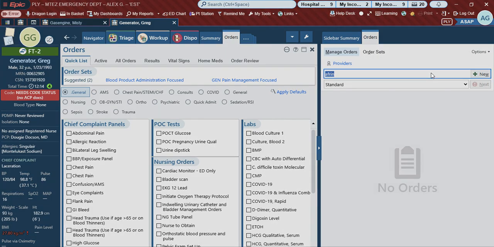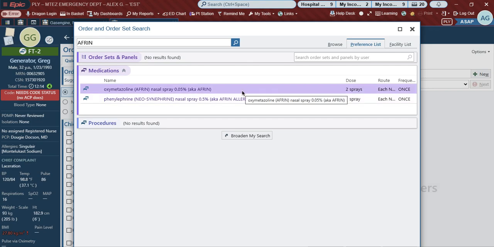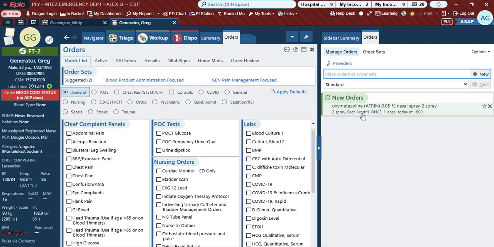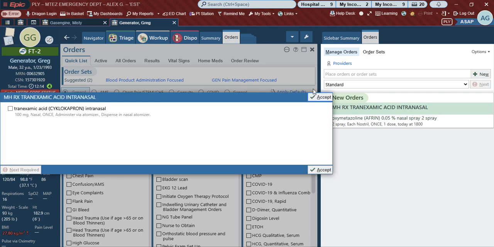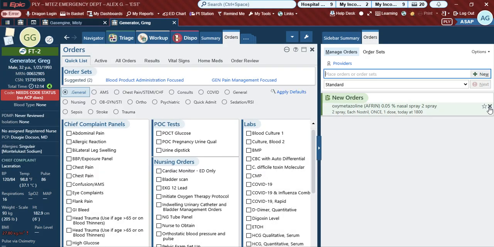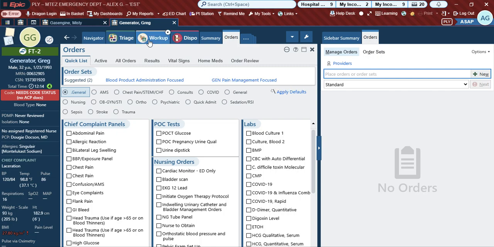If you have a patient with a nosebleed, you're going to be ordering Aspirin and a specific kind of intranasal TXA. There's all sorts of special things you can do.